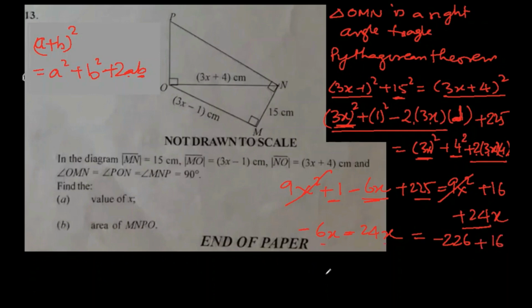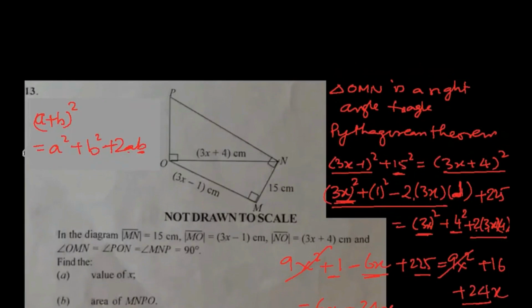So they become minus 30x equal to minus 210. So x equal to minus 210 over minus 30. Both cancel out, and the answer is 7. So x is 7. That means, let's write the correct lengths now. This is 3 times 7, 21 minus 1, 20. So this length is 20. 3 times 7, 21 plus 4, 25. This is 25. Great.